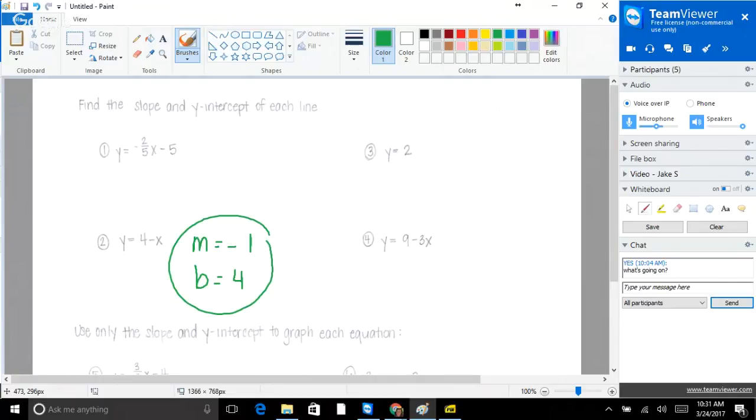All right. What about number 4? Who wants to do number 4? y equals 9 minus 3x. So what would the slope of that be? -3. Yeah. And what would the y-intercept be? 9. Nice. All right. What about number 3? y equals 2. Yeah, nice. The slope is 0, right? And what about the y-intercept? Yep. You guys got it.